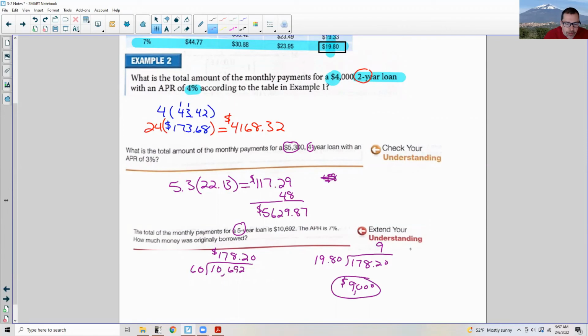Okay, I was just working this backwards. So what we used was the table to find the payment per $1,000. And we found the monthly payments and divided by that amount to get how many thousands of dollars we borrowed.